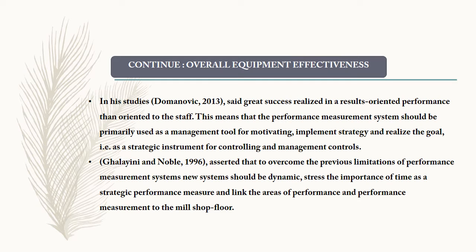The Domanovic 2013 study says great success is realized in result-oriented performance rather than staff-oriented performance. This means that the performance management system should be primarily used as a management tool for motivating, implementing strategy, and realizing the goals. Leoni and Noble in 1996 asserted that to overcome the previous limitations of performance measurement systems, new systems should be dynamic, stress the importance of time as a strategic performance measure, and link the areas of performance and performance measurement to the mill shop floor.